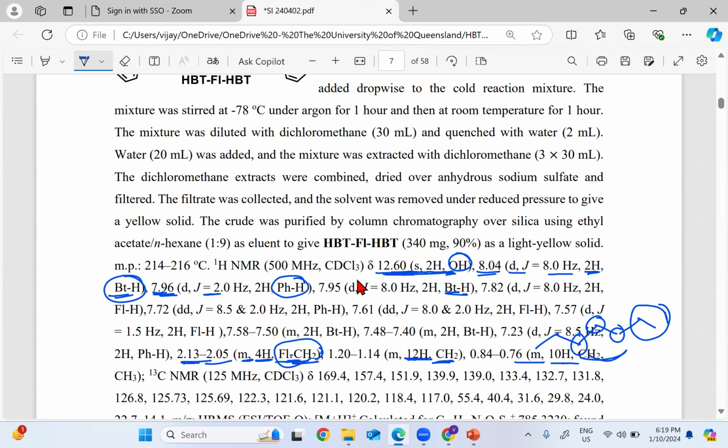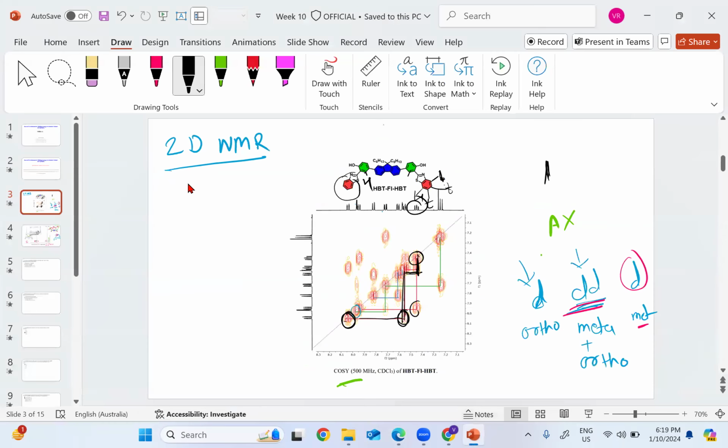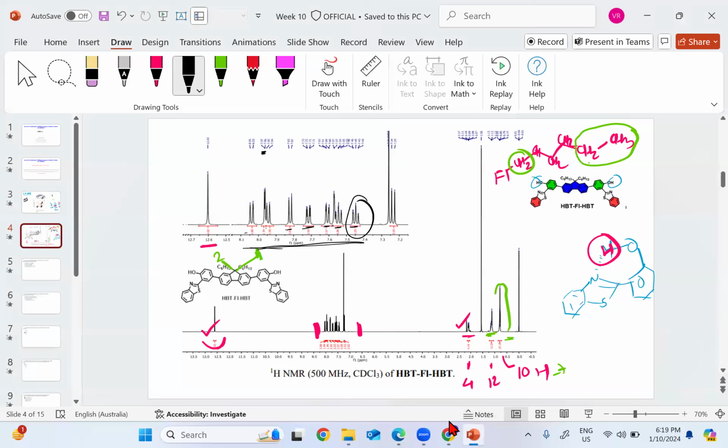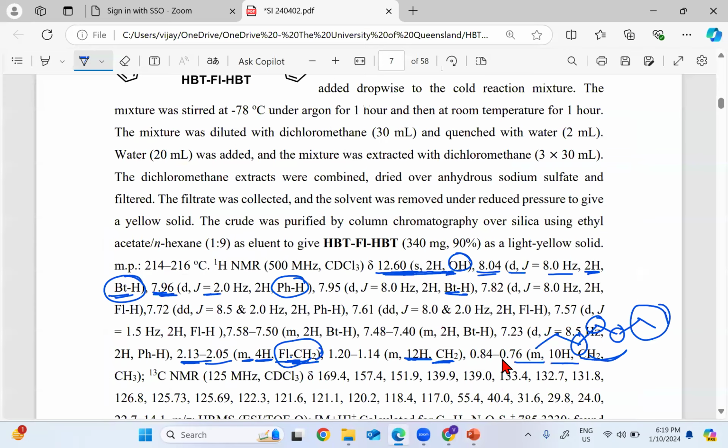So in this way, you can assign all the signals by using 2D NMR spectroscopy. This is the example of the COSY NMR spectra of this molecule, and by using this COSY NMR, we can solve complex problems like assigning the signals in the 1H NMR spectra. So also we can see there are multiple examples that I have shown.